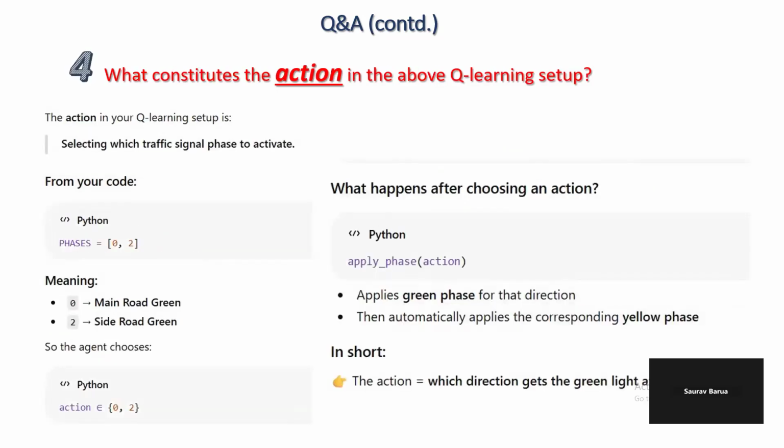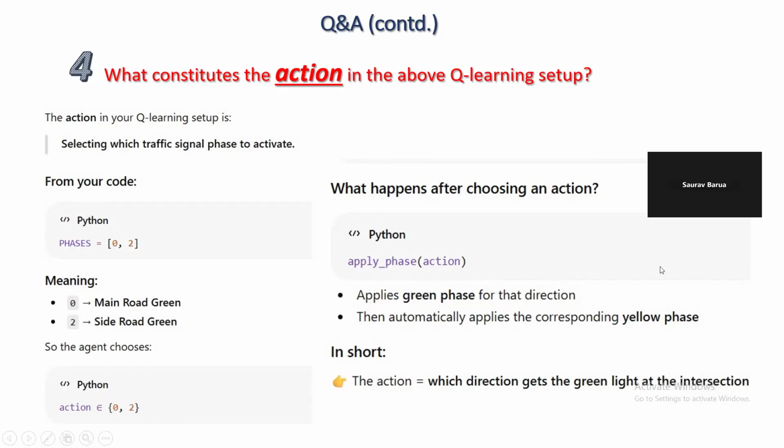Here is the action. What is the action here? The action of this Q-learning setup is traffic signal phase activation. So we have two phases, that is 0 and 2. 0 is for main green, 2 is for side green, and action is 0 or 2. So we apply the phase action, whichever phase we want, 0 or 2, and the action directly gets the green light or green time at the intersection.